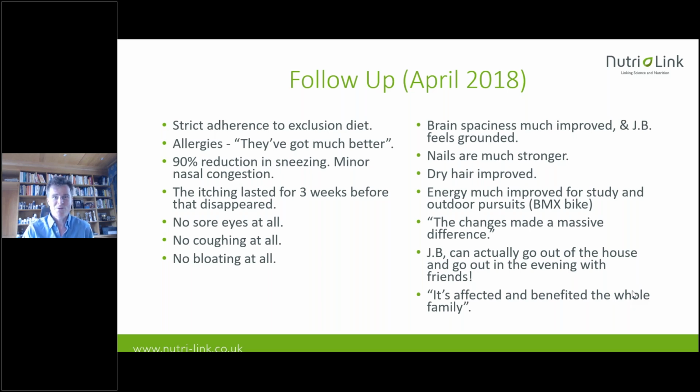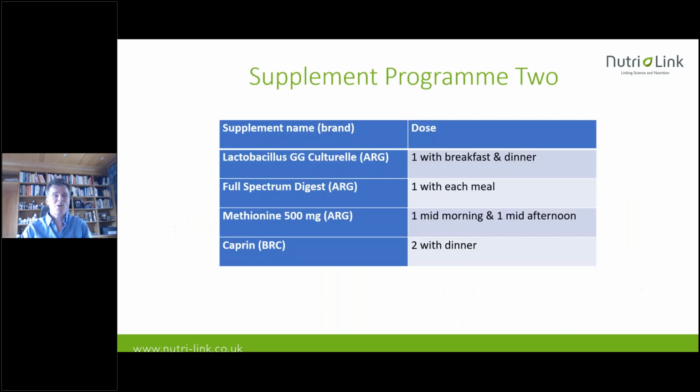His brain spaces improved, study was much better, really making progress with that. And interestingly, his connective tissue is much stronger as well, and his energy improved for his BMX biking. The changes made a massive difference, he said, and his mum said. And he can actually go out of the house in the evening with friends, which he'd not been able to do for years, simply because he had such bad reactivity. And so the whole family benefited from that. So a significant improvement in how he was.